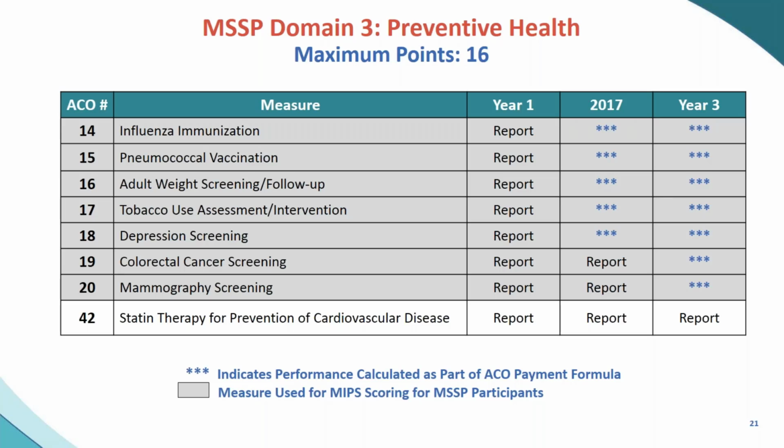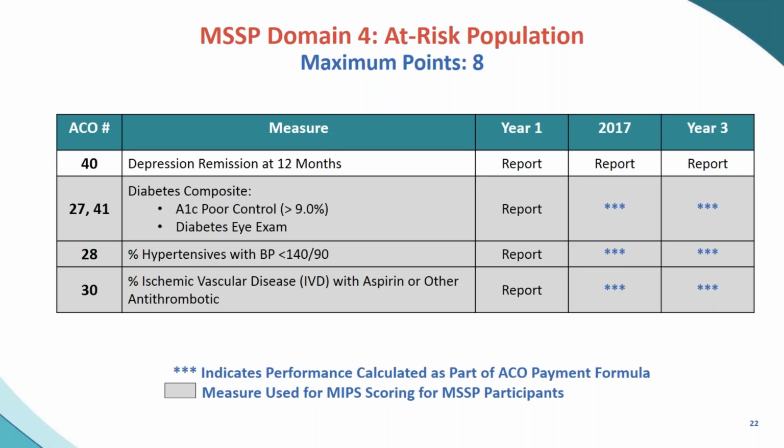And again, you are reporting all the ACO measures as part of ACO reporting for quality. CMS is the one who pulls out the measures that are going to be used in the MIPS scoring. In the at-risk population, 3 of these are also taken into account for MIPS reporting. One's your diabetes composite, one's your blood pressure less than 140/90, so blood pressure good control, and one's IVD with aspirin control for your heart patients. So these are the measures that are actually going to be used to create your MIPS score for the ACO.